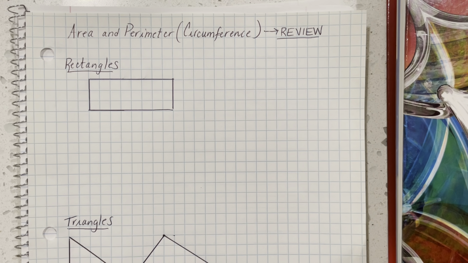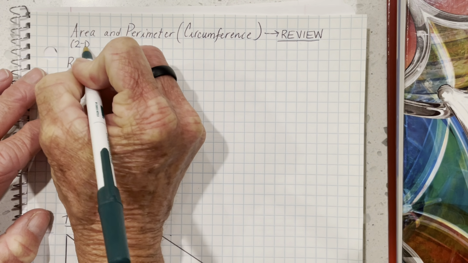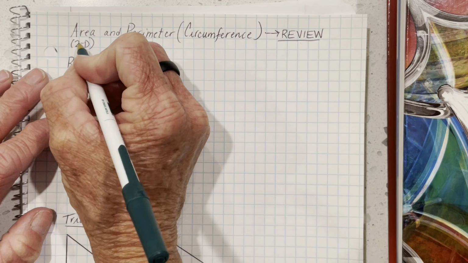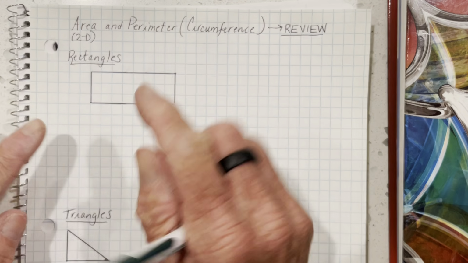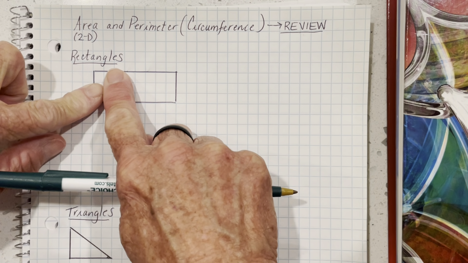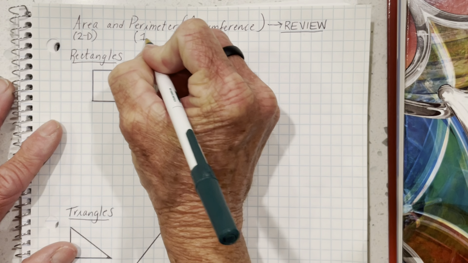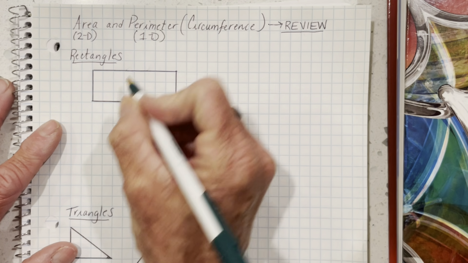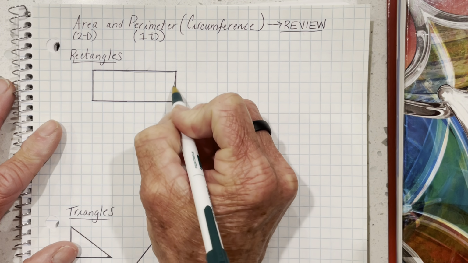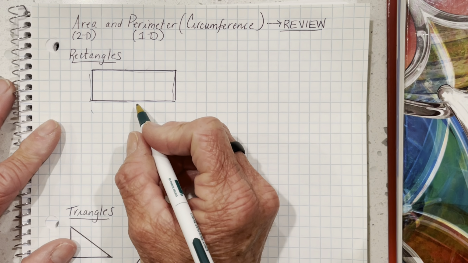So you should have encountered area and perimeter in earlier classes, but let's just do a really quick review. Area is two-dimensional. When we're finding the area of an object, we're finding out how much space it covers, how many square units it takes up. Perimeter is one-dimensional, and when we find perimeter, we're finding the distance around the outside of an object, okay?